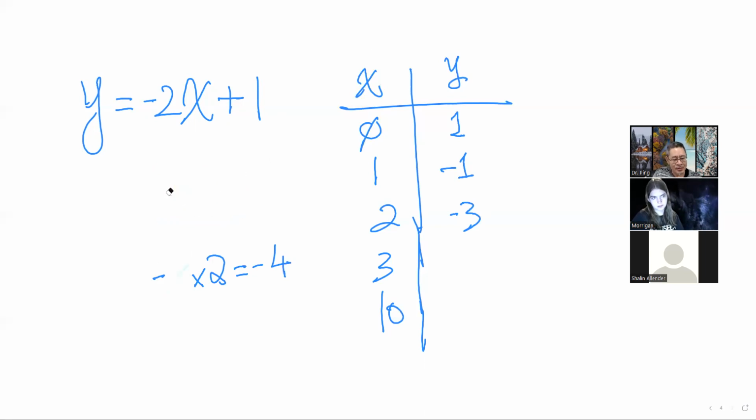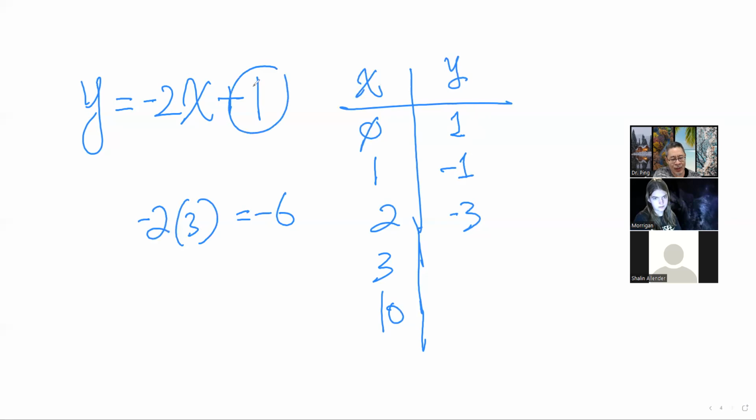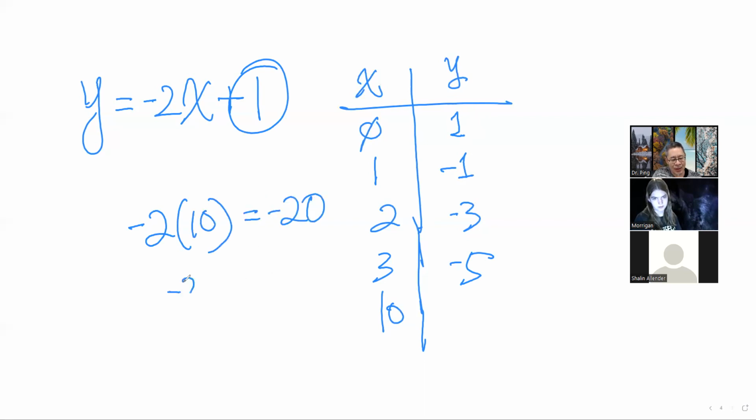So -2 times 3 is -6. But don't forget we have this plus 1 here. That's -5. Right. Then x is 10. So -2 times 10 is -20. Then we plus 1, -19. So that's basically what a function is.